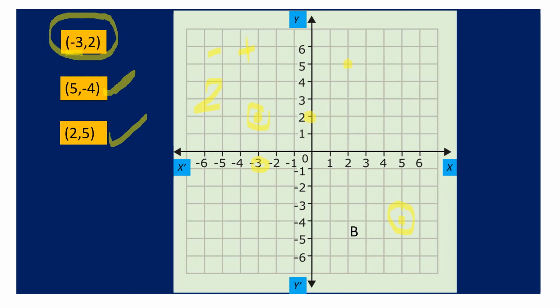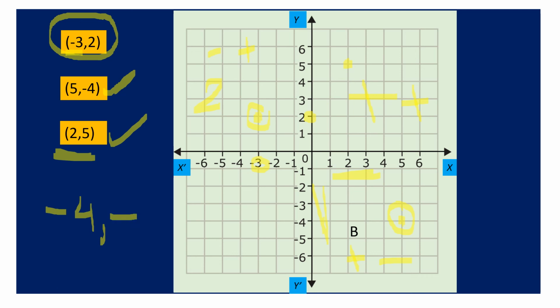In the second quadrant. Now 5, minus 4. So you know x is positive and y is negative, so you know that it will be here. Positive, negative, it will be here. And if it was both positive, like the third one, you know that it will be here. So the point will be here, right? Positive, positive.